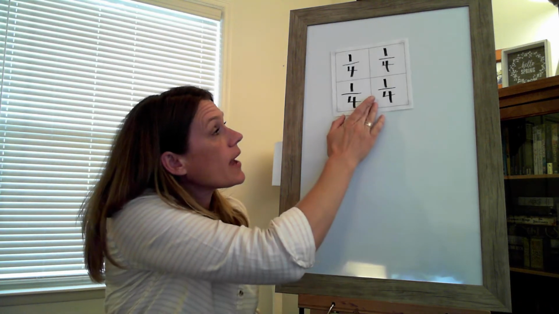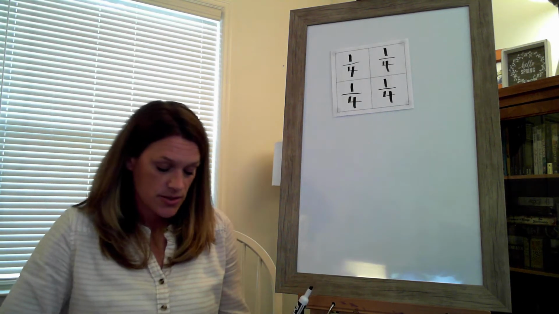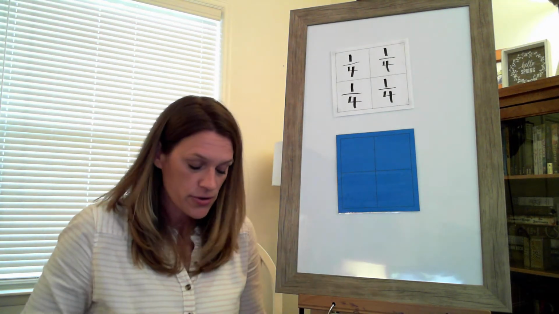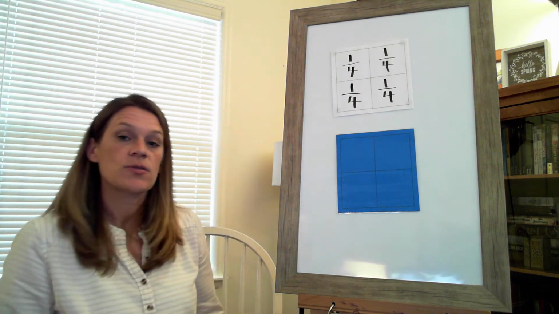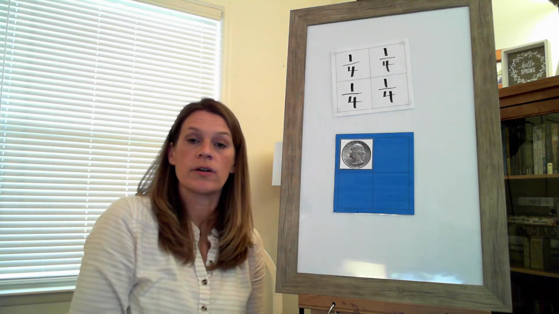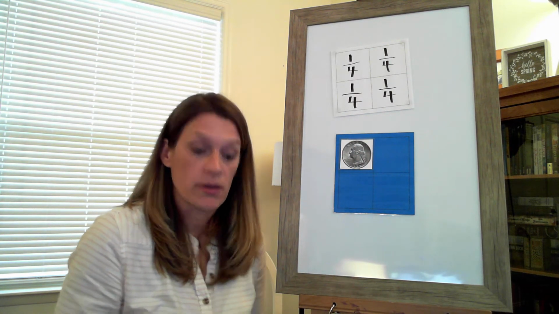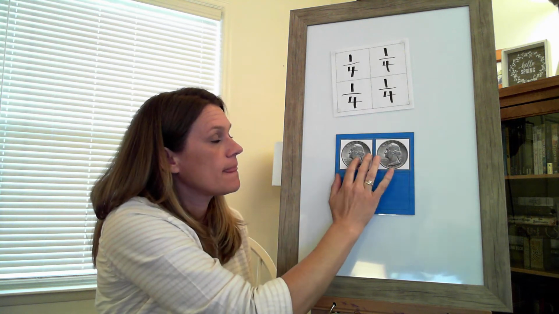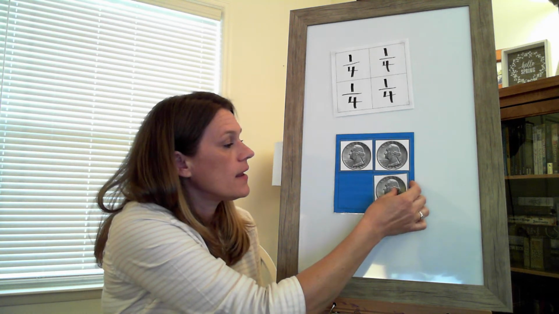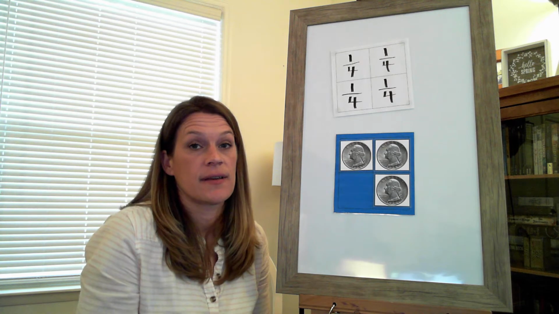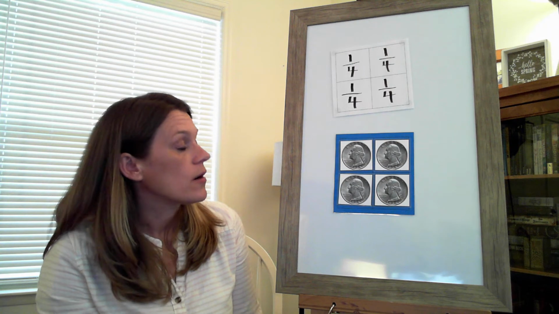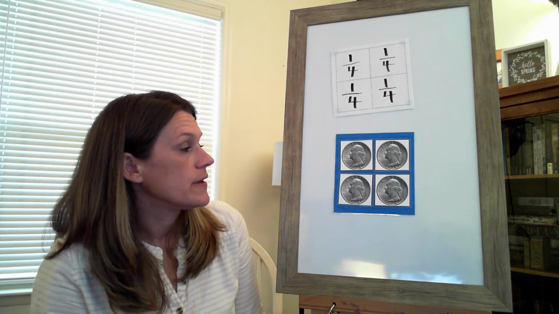So what we can look at here to compare, I have another square divided into 4ths or quarters. So let me fill this one in. I have 1/4 of my square filled in with a quarter. Now I have 2/4 of my square filled in. Now I have 3/4 of my square filled in. And now I have 4/4 of my square filled in.